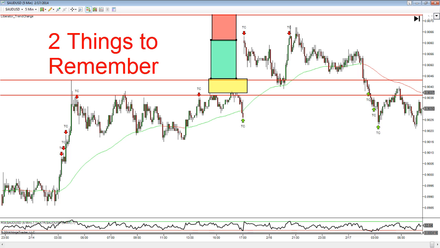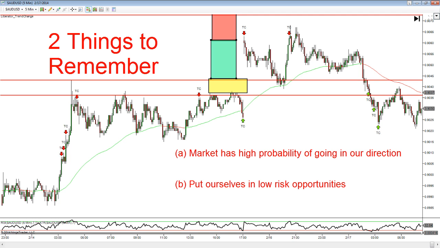We want to involve ourselves in two types of trades. A, we want to involve ourselves in trades where the probability of the market rolling over, or doing what we expected and predicted, is greater than it not happening. And B, we want to put ourselves in a position where we're risking less than what we're willing to gain, or risking at least just as much. We don't want to risk more than what we're willing to get out of the trade.